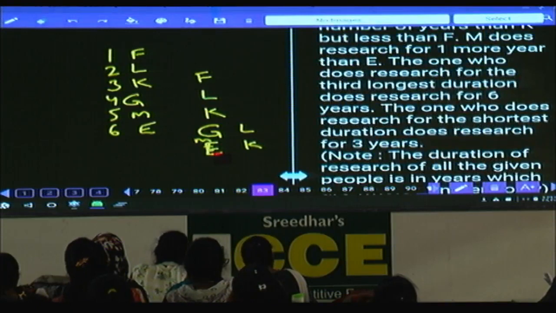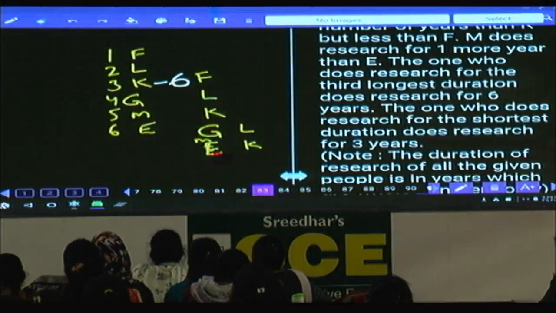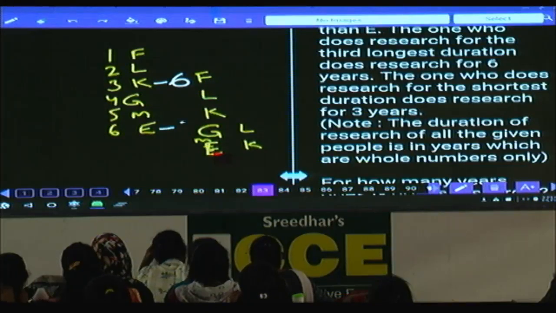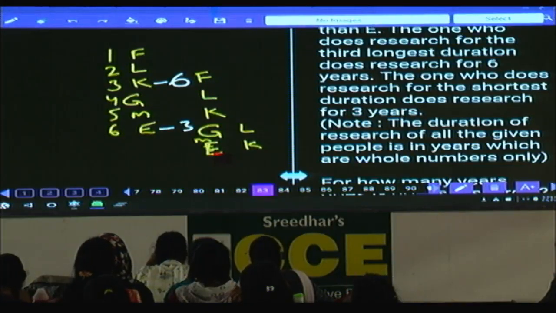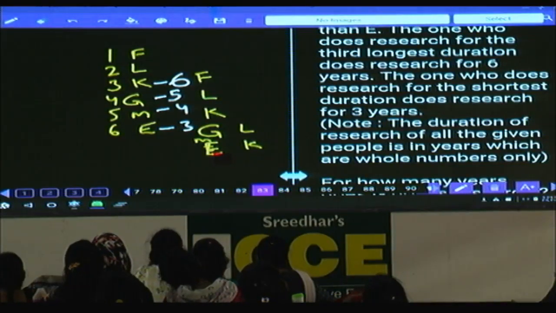Then the one who does the research for the third longest duration does it for 6 years. Third longest duration, that is K, is for 6 years. And the one who does it for the shortest duration is for 3 years. E is for 3 years. Now between 3 and 6, how many are there? There are 2 left over, and these 2 must be 4 and 5 in this order. M is 4 years, G is 5.